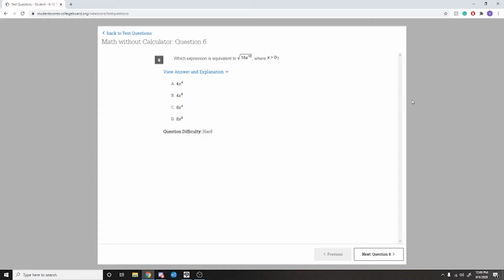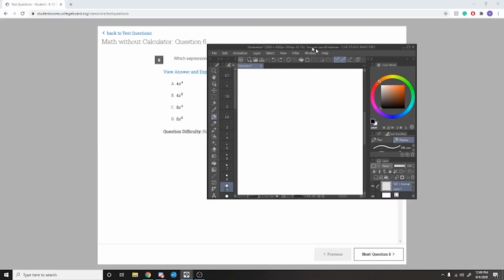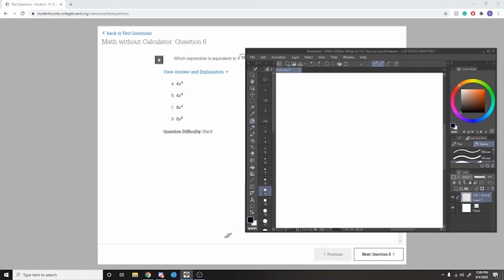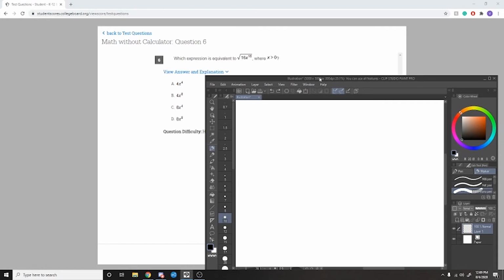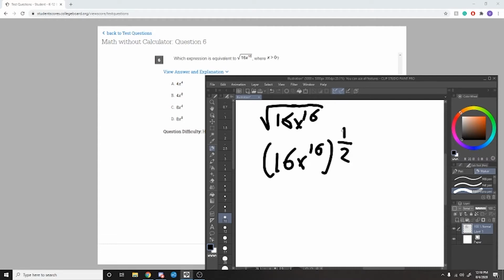It says, which expression is equivalent to the square root of 16x to the 16th power, where x is greater than 0? Now, it's important to take into account, there's another way to rewrite this. A square root is basically the 1/2 power. And now, using power rules, bring that down to both of them. Now, 16 to the 1/2, or square root of 16, that's 4.